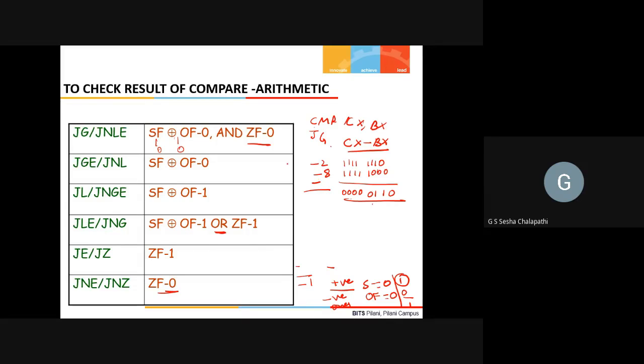So this is CX, this is BX, right? Internally it will subtract them. Okay, fine. Let's go further.